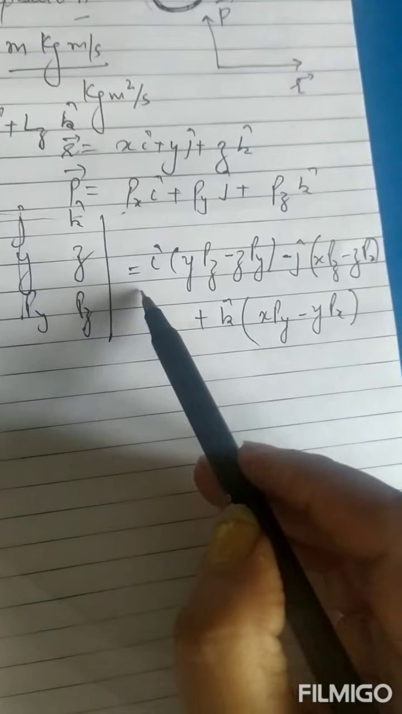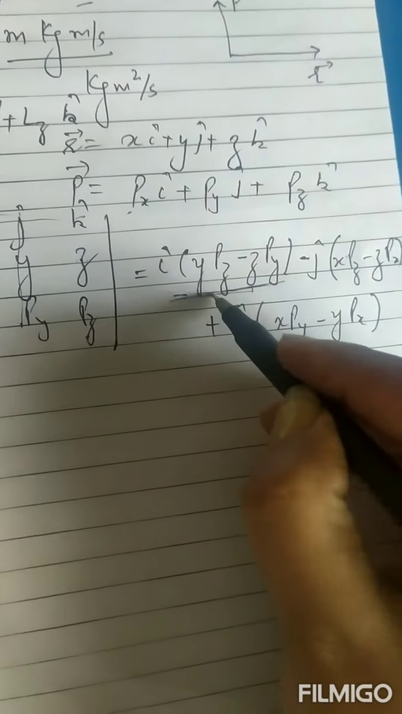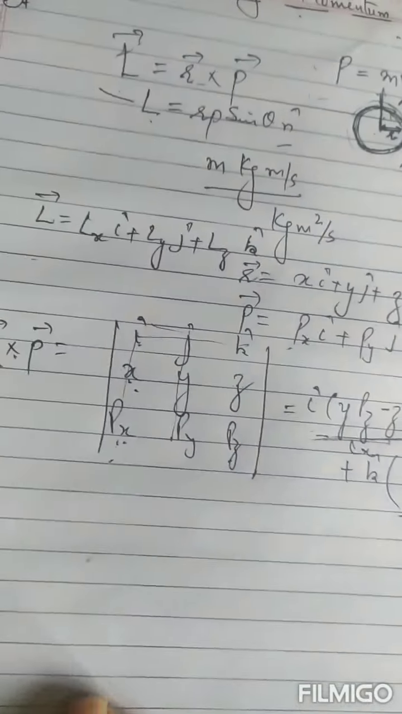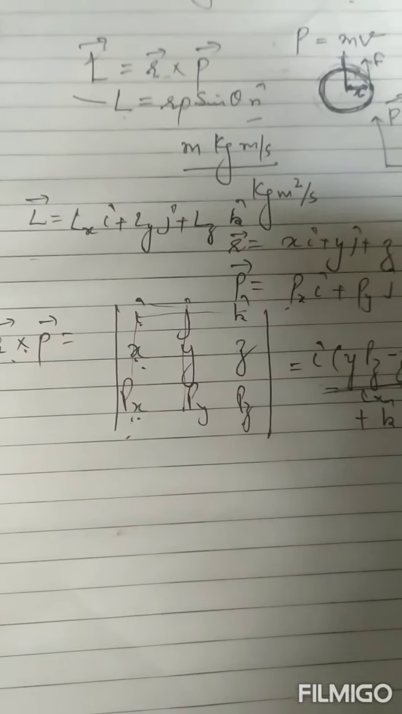So these are the components of angular momentum. This is the component along x axis, which is equal to Lx. This one will be equal to Ly and this one will be equal to Lz. So this is all about angular momentum. It is a vector quantity, and the direction is given by the right hand thumb rule.